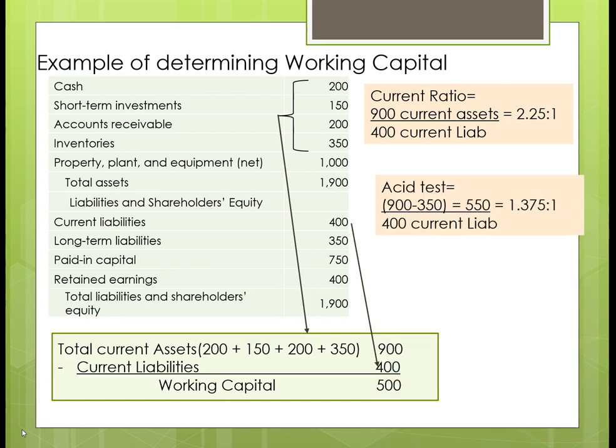The acid test. In this case, we have $1.375 for every dollar, which is not bad. So this company can meet its obligations and would be considered a going concern. Now, if you had a current ratio less than 1, then the going concern issue might be raised.